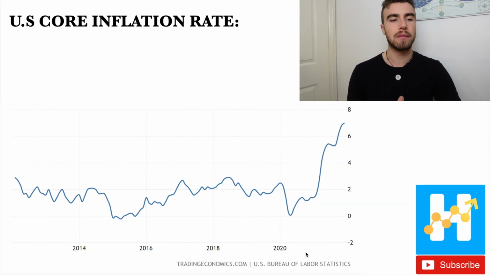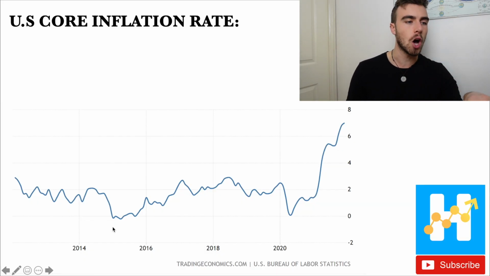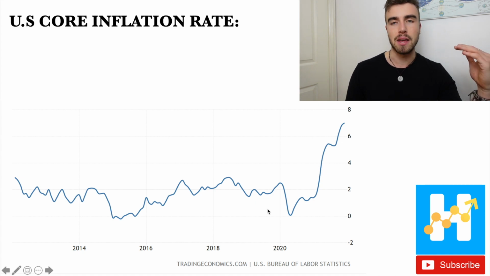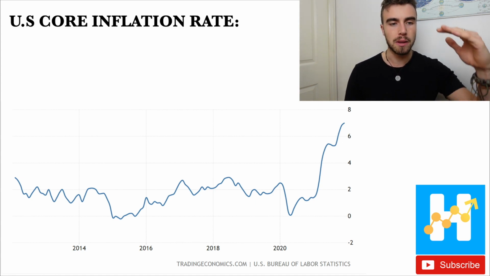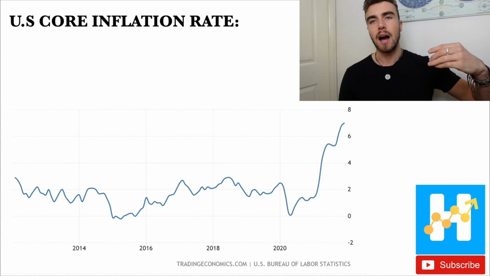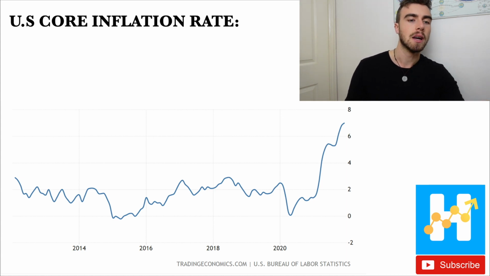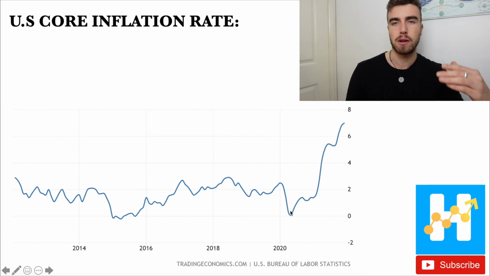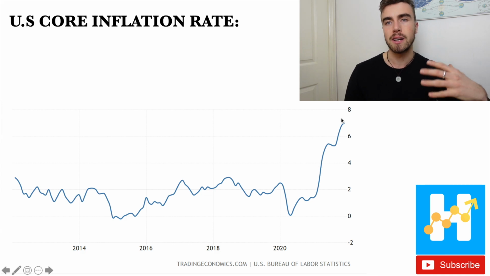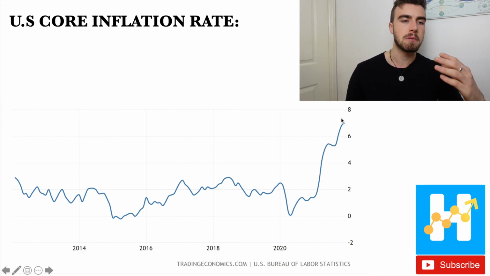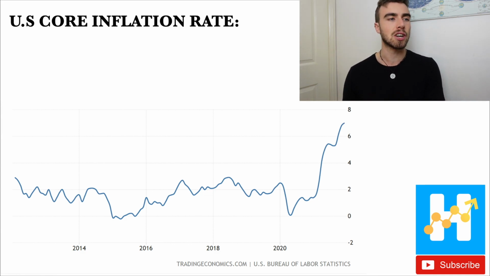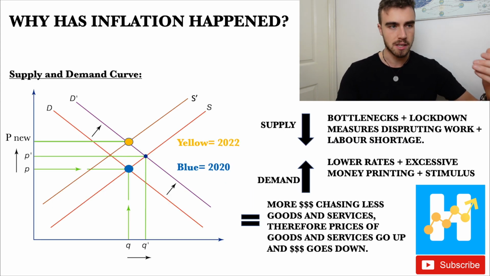Okay, so let's start with the US core inflation rate. You can see that over the past 10 years, the Fed has done quite well with its mandate of keeping inflation stable, price stability, right? And you can see that it's traded in this bound between 0 and 3%. But post-pandemic, we've seen a very, very steep rise up to 7%. And a lot of people are trying to understand exactly the components as to what has caused this.